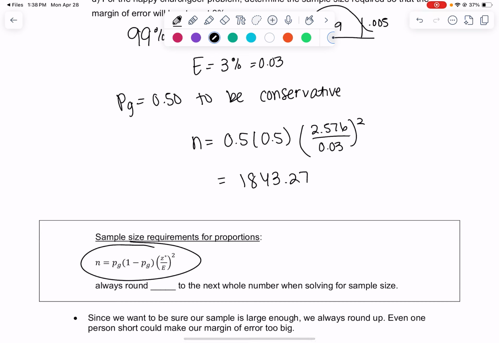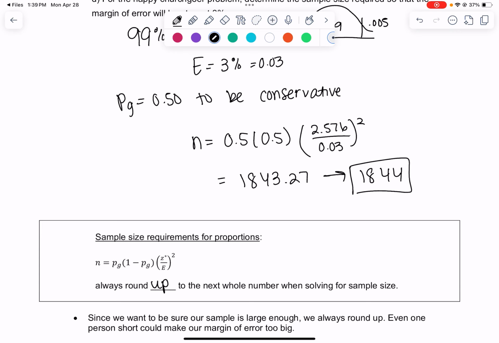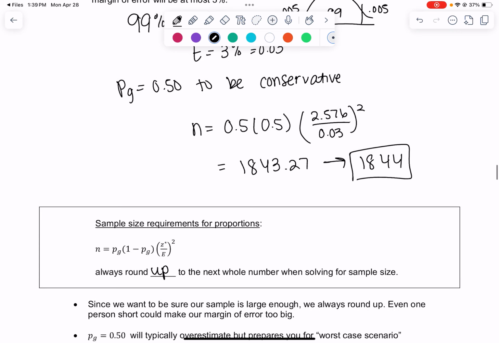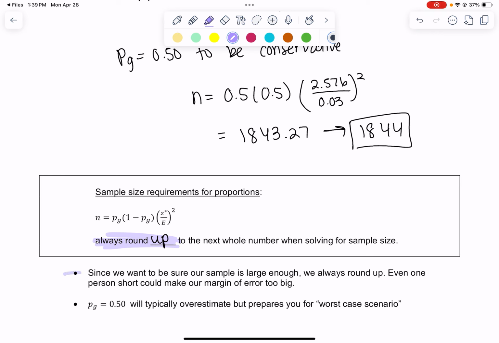The trick for sample size, though, is it's not normal rounding rules. We're always going to round up, again, because we don't want to underestimate and then create too much error. So we're always going to round up, regardless, to the next whole number. So we need a sample size of 1844. So we always round up. It's not traditional rounding. And that's because if we want to make sure our sample size is large enough, even one person short could make our margin of error too big.